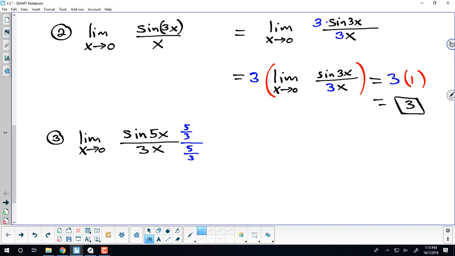So the 5/3 up top, that works because 5/3 times 3x is just 5x. So would that work? Yeah, it's just like the last problem now. You've got the 5/3 on top as a constant, and sine's argument matches what it's divided by. So we have that the limit is equal to 5/3.